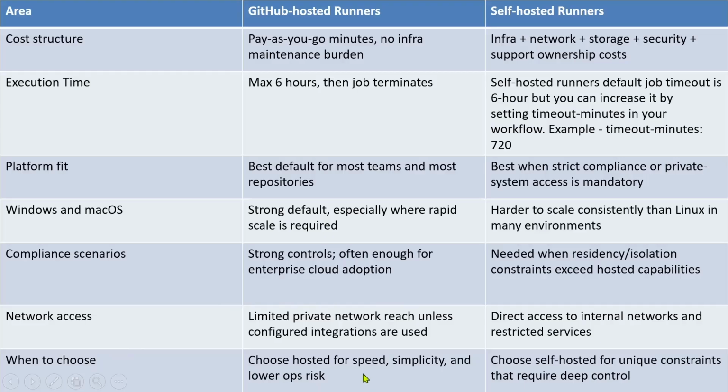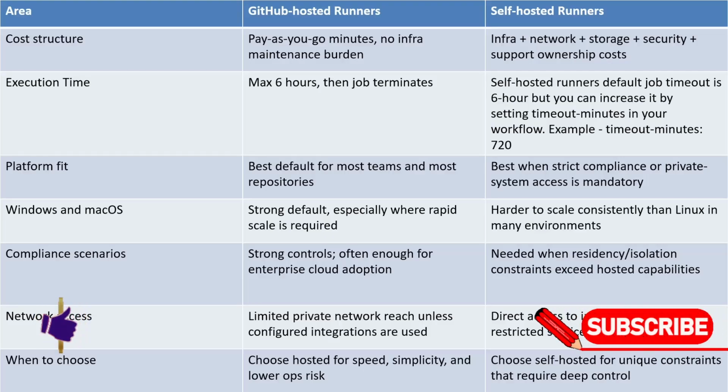When to choose? Choose hosted for speed, simplicity, and lower operational risk. Choose self-hosted runners for unique constraints that require deep control. The conclusion is that we have to go for self-hosted runners only in cases where something is not achievable by GitHub hosted runners, like connecting to the internal network, and when you need a more customized environment for your jobs. Otherwise, in most cases we can use GitHub hosted runners, which are easy to manage, and we can avoid the headache of maintaining self-hosted runners.